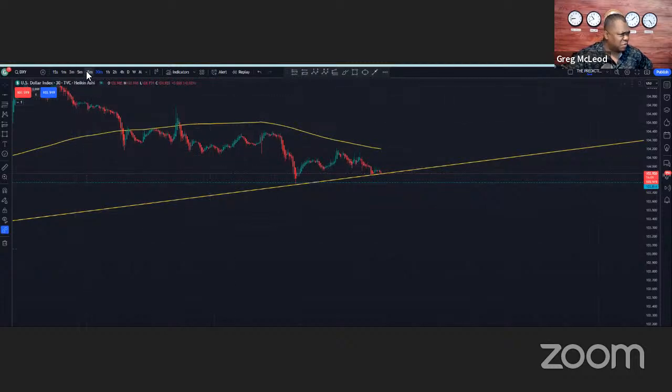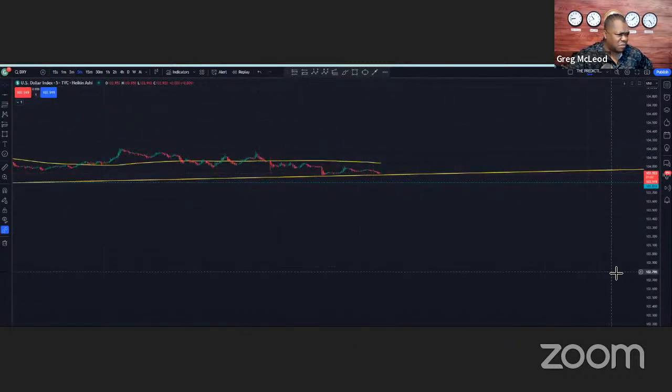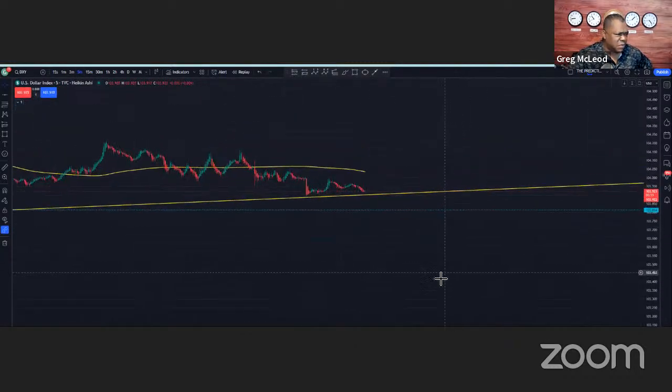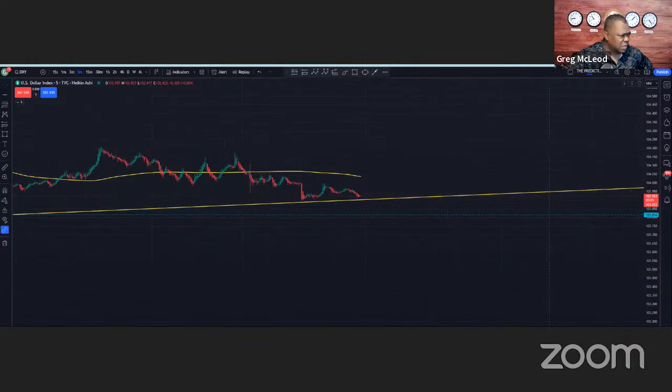So this is our 30-minute, 15-minute, 5-minute. Okay, it seems like the dollar is slowing its momentum down, but it could continue. I mean, we could come on down some more.